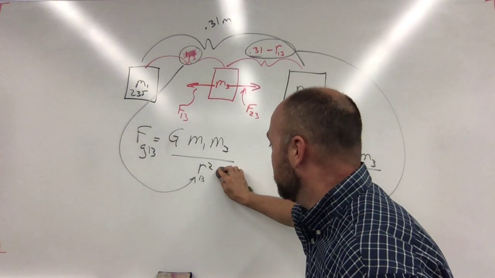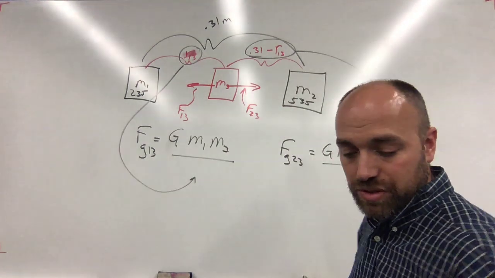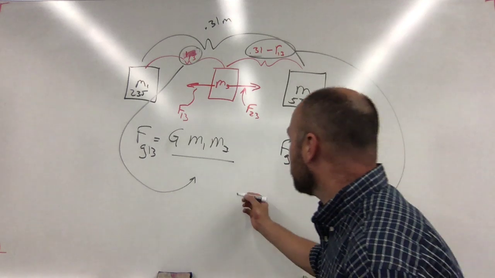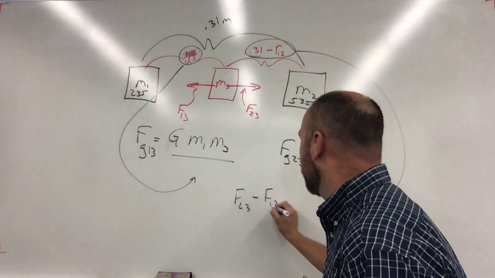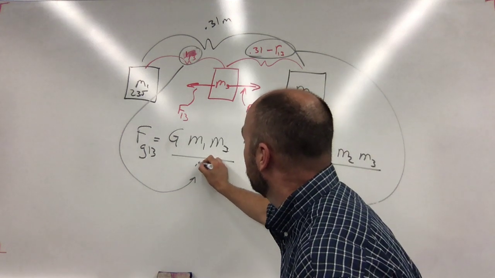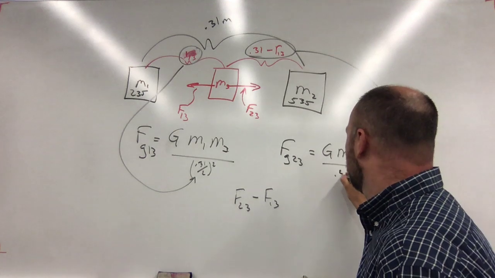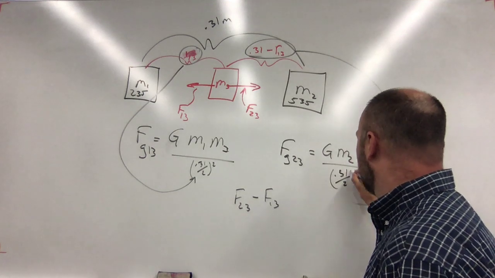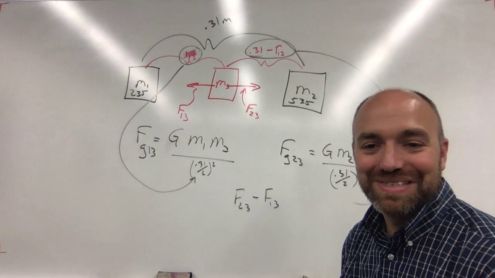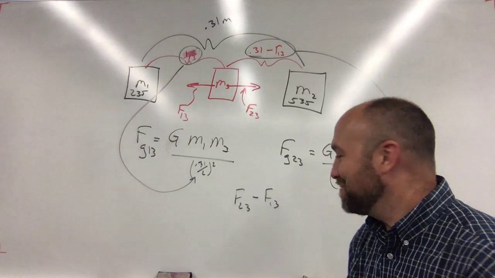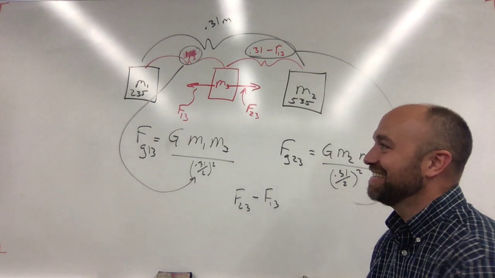Okay, so let me erase this. So you're going to do F23 minus F13, and this is 0.31 over 2. Don't forget that's squared. I did subtract. Did you not subtract them? Yeah. Yep, that'll get you. Oh my gosh.